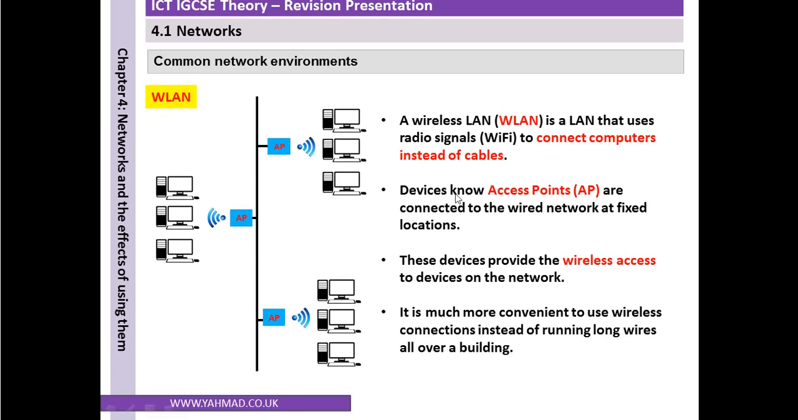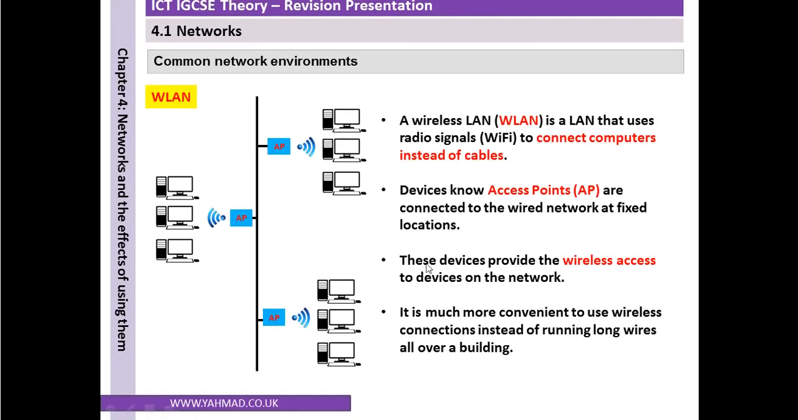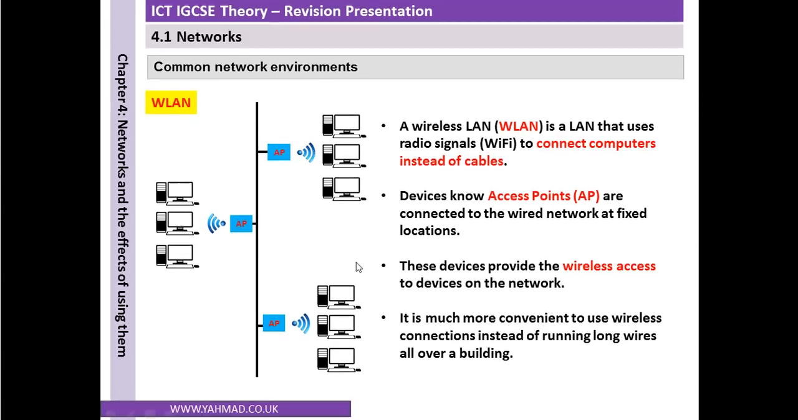Okay, so access points are connected to a wide network at fixed locations. These devices provide the wireless access to the devices on a network. It is much more convenient to use wireless connections instead of running long wires all over a building. So this is a local area network that also has access points at certain points which provides wireless connectivity.